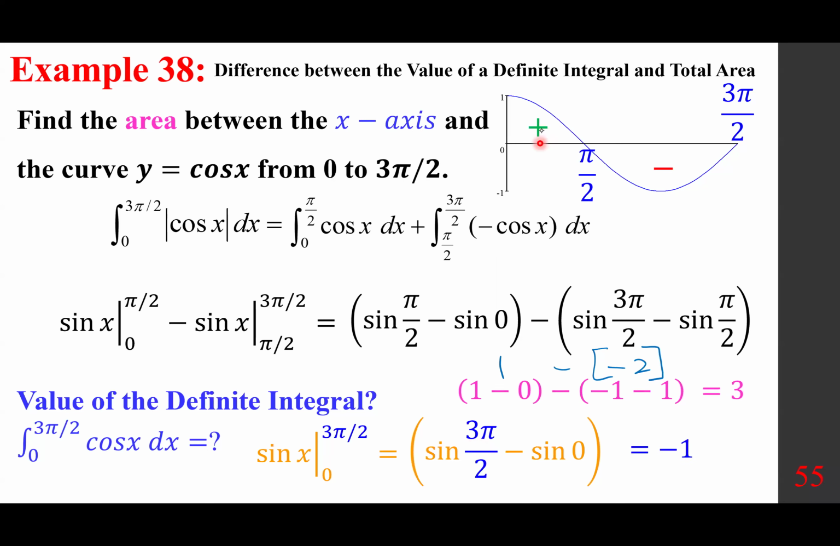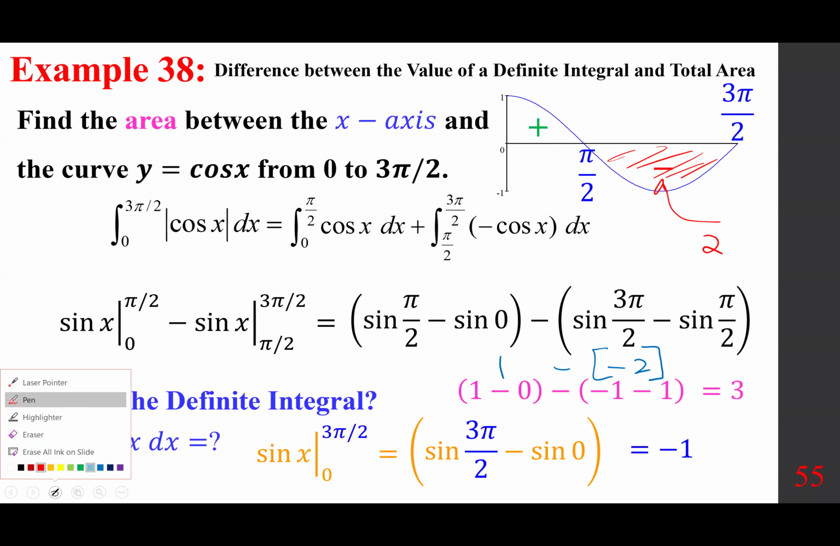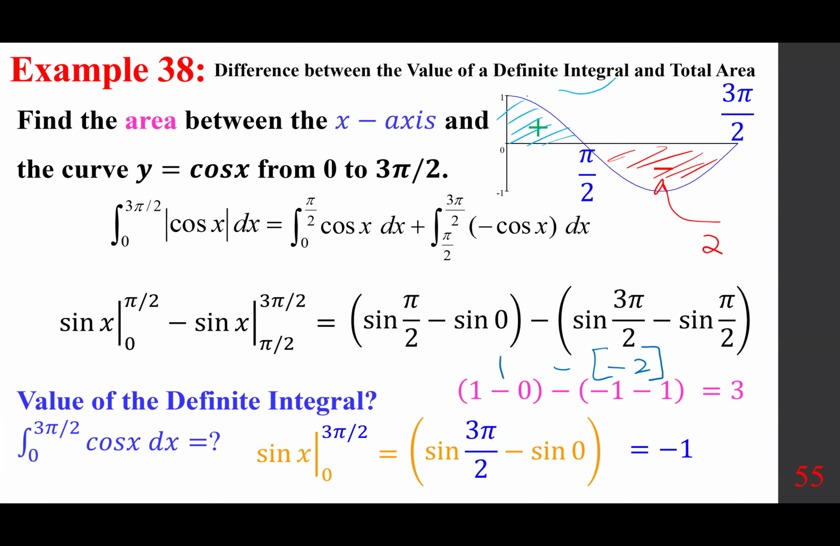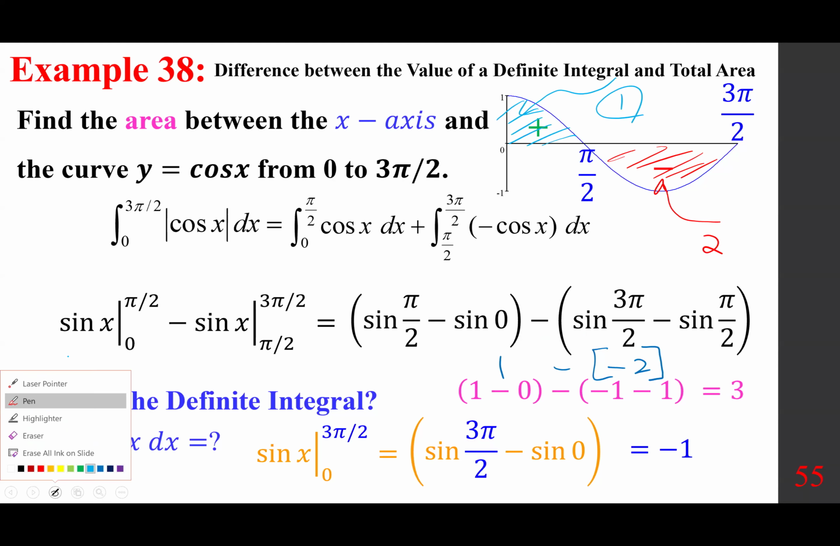Again, look at this area, class. This area is equal to 2. This area is equal to 1. When we are interested in the area, we add 1 and 2. But if we are interested in the definite integral, then it's 1 positive, 2 negative, because it's below the x-axis. 1 minus 2 becomes negative 1. You can see that. So you want to be able to distinguish between the two.